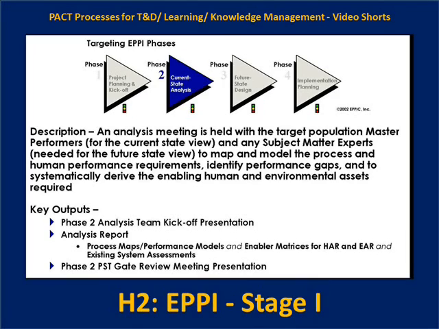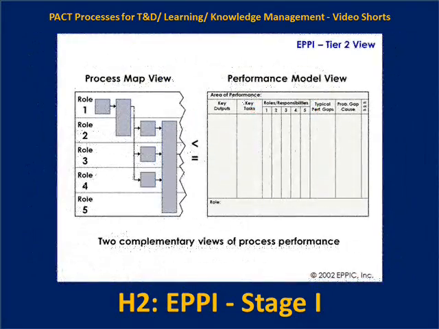In Phase 2, an analysis team meeting is held with the target population master performers so that they can articulate what is the current state. And we might use other subject matter experts to help us with understanding that future state, or that when we get to Phase 3, we're articulating this and we can do a comparison. We can use process maps, the swim lane type, or performance models to capture the current state as well as the future state.